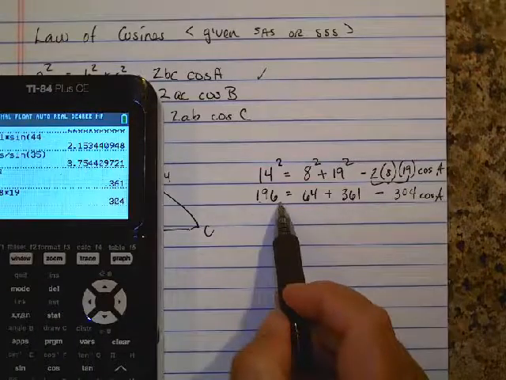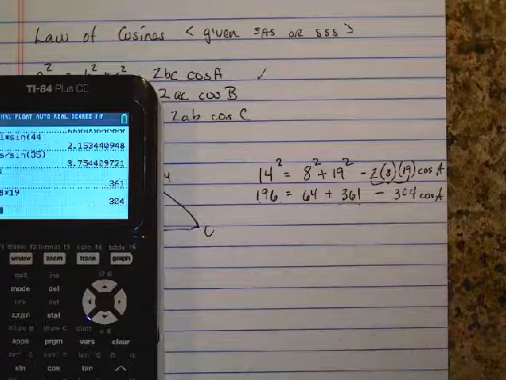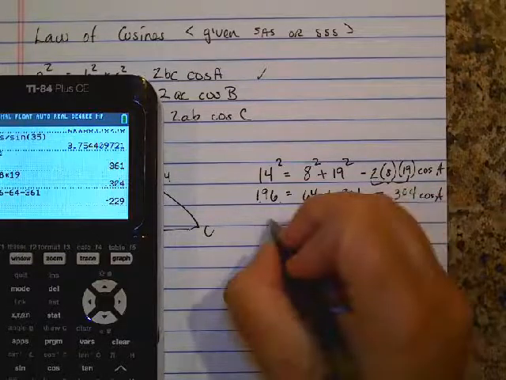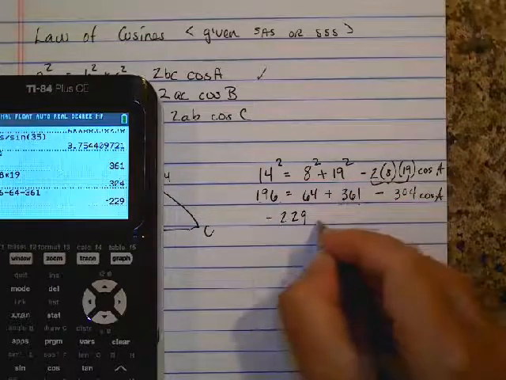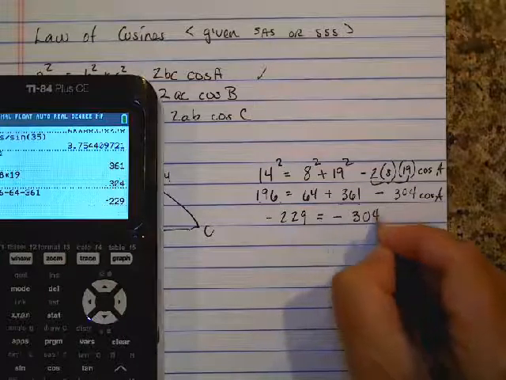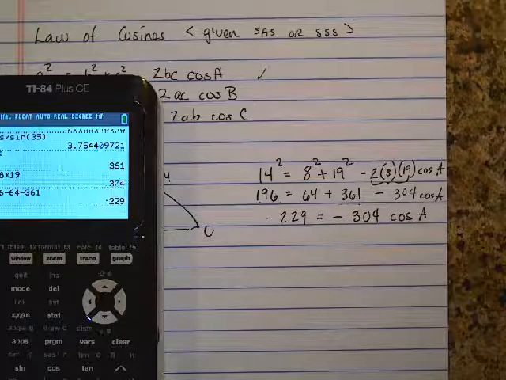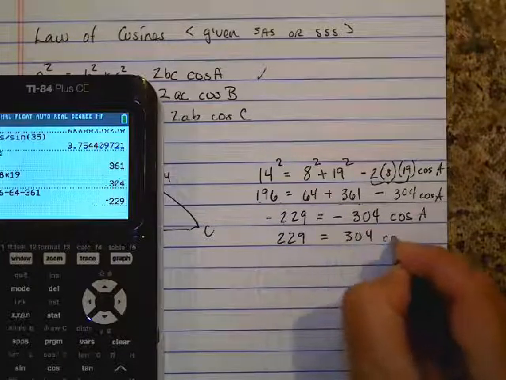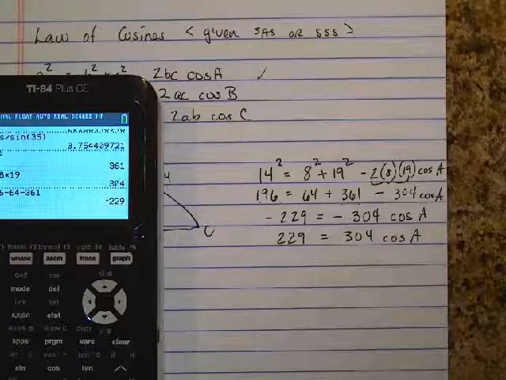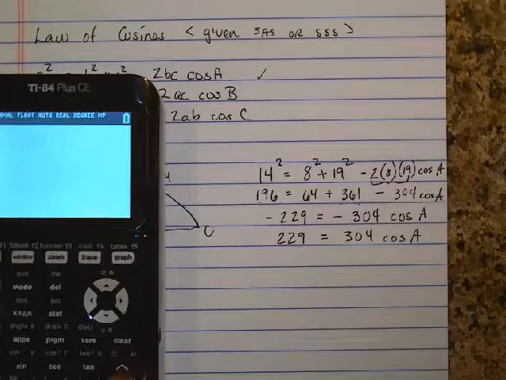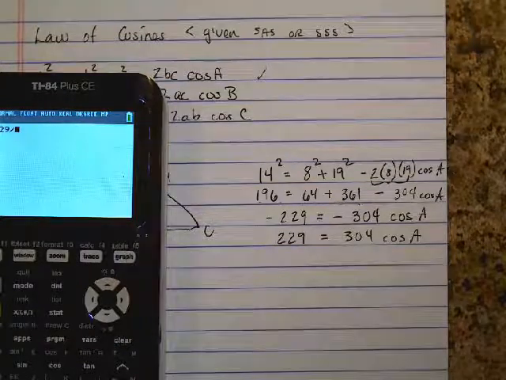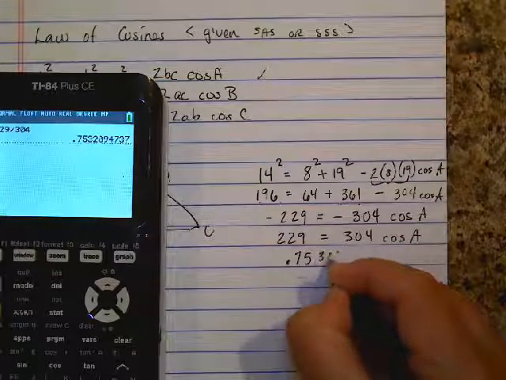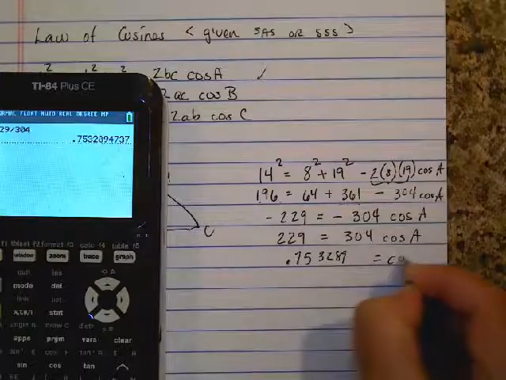Now I'm just working this problem backwards. I'm going to take 196 and subtract both of those numbers. So 196, subtract 64, subtract 361. So I've got negative 229 equals negative 304 cosine A. Now I'm going to divide both sides by negative, so I get 229 equals 304 cosine A. And now I'm ready to divide. I've got 229 divided by 304. So 0.753289, and so on, equals cosine A.